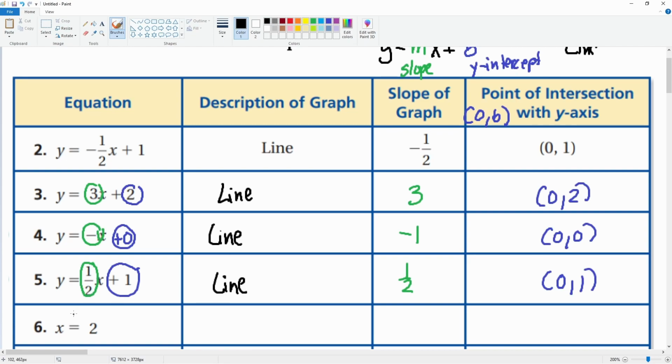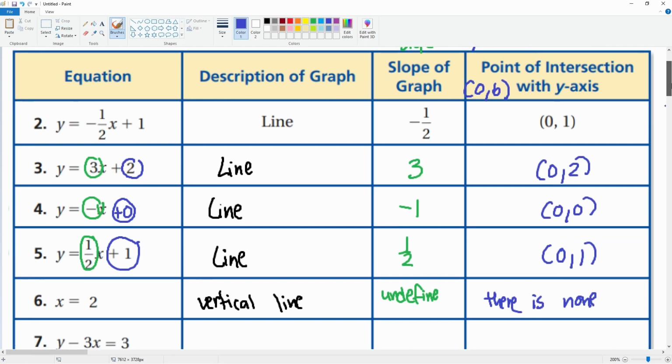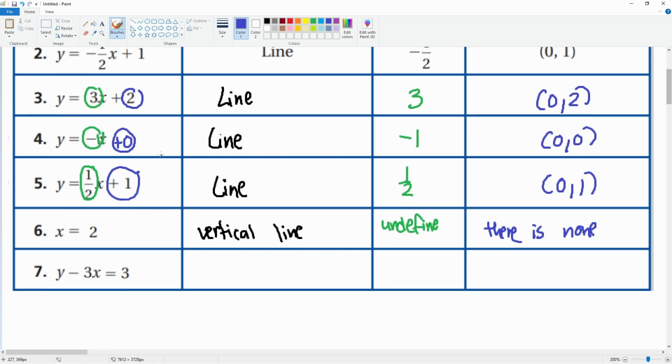The next one, x equals 2. Ooh, do you see? This is not in y equals mx plus b. If we actually graph this, this is a vertical line, okay? The slope here, it's up and down, so it is undefined. And when it is up and down, it does not cross the y-intercept, so there is none. Okay, please understand number 6 is a vertical line. Okay, it's not in y equals mx plus b.